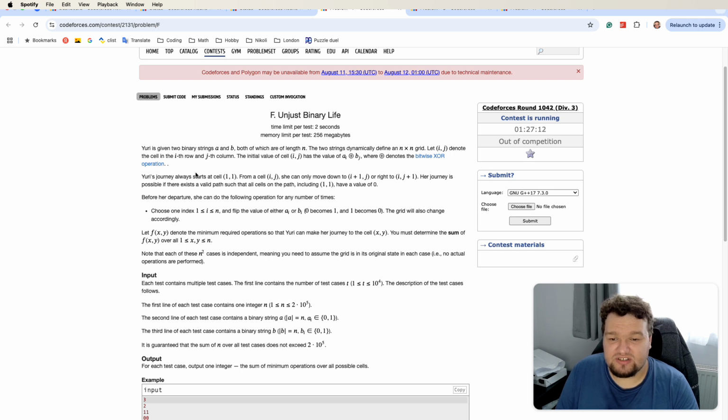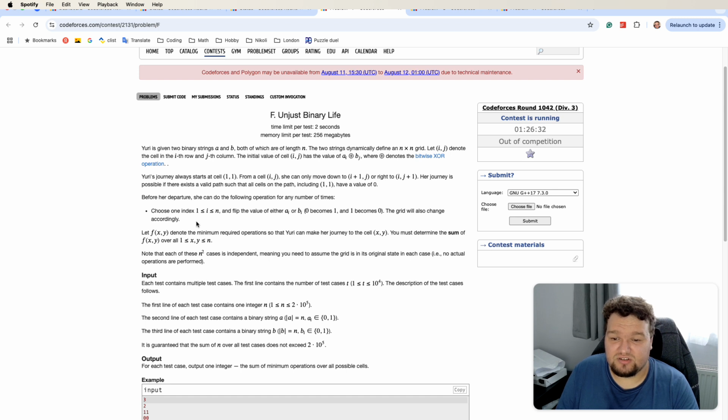Yuri's journey always starts at cell (1, 1). From a cell (i, j), she can only move down to (i+1, j) or right to (i, j+1). A journey is possible if there exists a valid path such that all cells on the path, including (1, 1), have a value of 0. Before her departure, she can do the following operation any number of times. Choose one index i and flip the value of either A_i or B_i. The grid will also change accordingly.